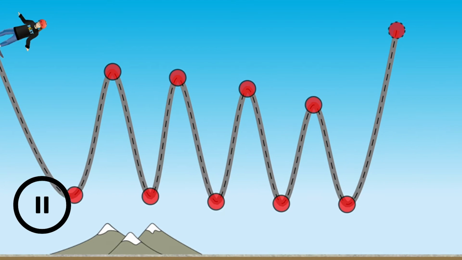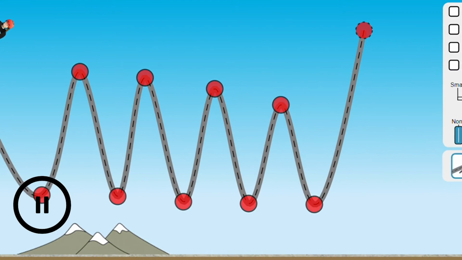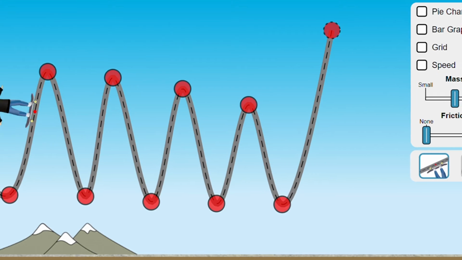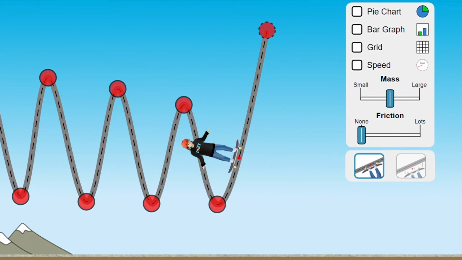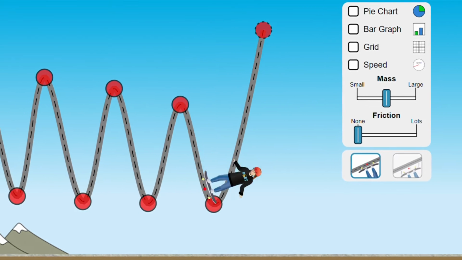This can further be exemplified with a more drastic track, but since there is no friction in this case, the skater will be able to reach the other side due to all of the energy being saved and converted back into gravitational potential energy at the end of the track.